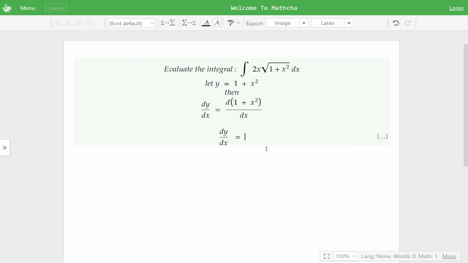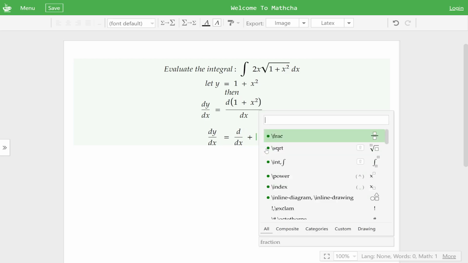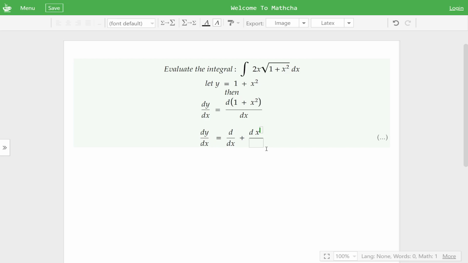Now we could directly evaluate the derivative, but for those of you who are new here, I'm going to be writing a bit. So d over dx of just 1, plus the derivative of x squared divided by dx. Now we have this as the derivative to be calculated. So dy over dx is equal to the derivative of 1, and the derivative of any constant is equal to 0, plus the derivative of x squared, which is 2x. So dy over dx is basically equal to 2x, and then dy is equal to 2x dx. So this is dy that we have here.